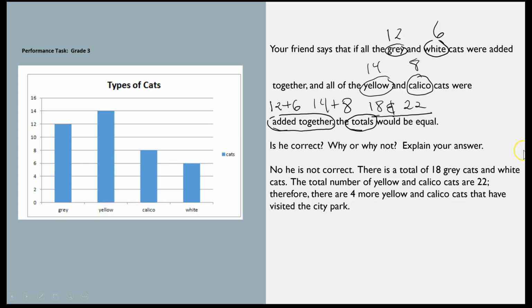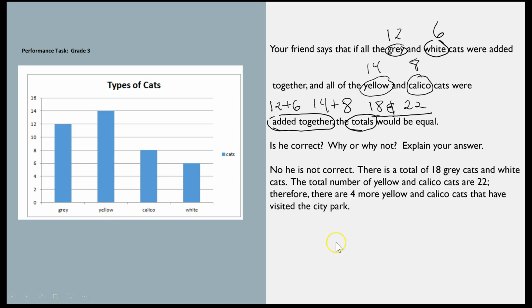First, you would circle the words gray and white and write the number of each cat, which would be 12 and 6 above the circle, while yellow and calico would be circled and annotated with the numbers 14 and 8. Other keywords are added together, which would be annotated with 12 plus 6 and 14 plus 8. And totals would be annotated with 18 and 22.